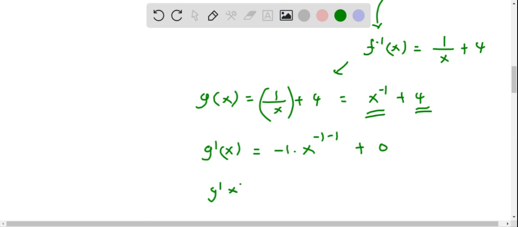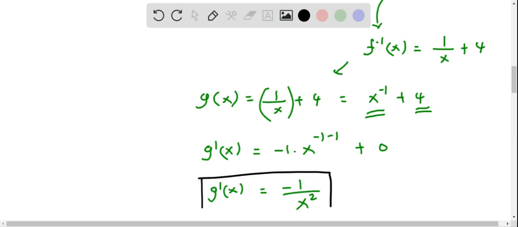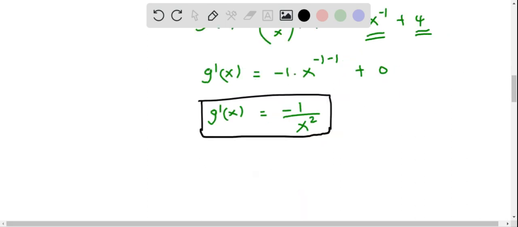So finally, g prime of x, the derivative of g of x, when we simplify, equals negative 1 times x raised to the power of negative 2, which can be written as negative 1 over x raised to the power of positive 2. So finally, we got the expression for g prime of x, which is negative 1 over x squared. This is the correct answer for this question, and this means the last answer choice is correct.